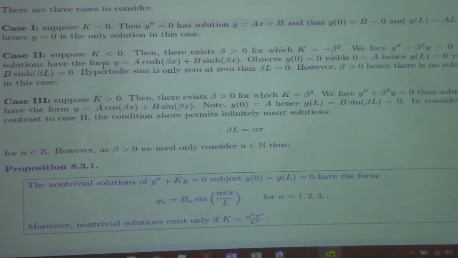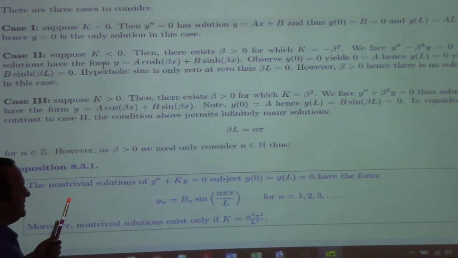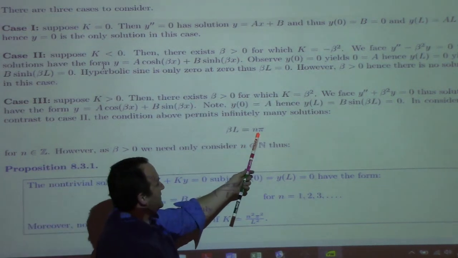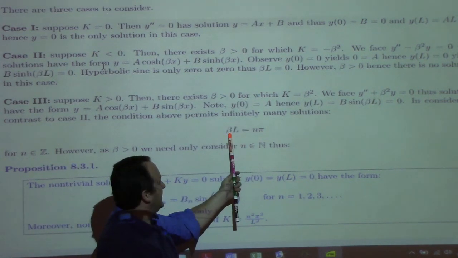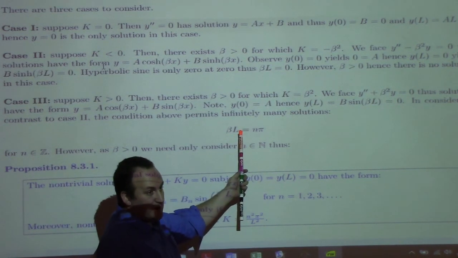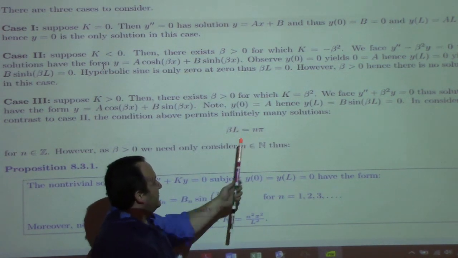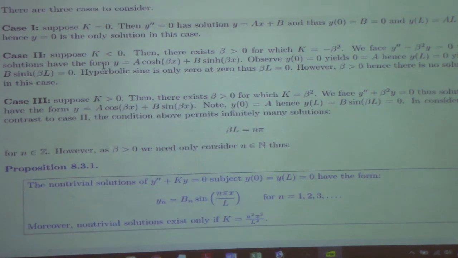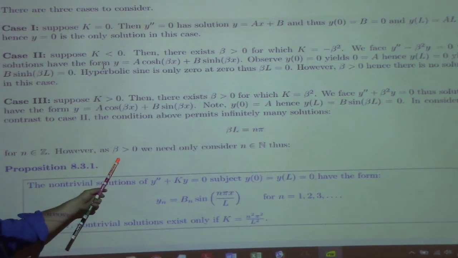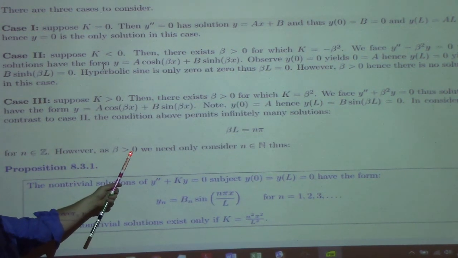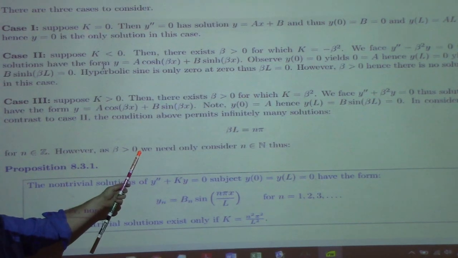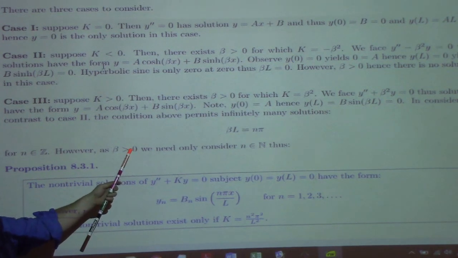Be greedier, though. All solutions. N pi. Right? Any integer multiple of pi, except for 0, will work. 0 doesn't work because I can't have 0 here, because beta and L are non-zero. Right? So you can't have 0 equals non-zero. But any multiple of pi will work. But in fact, since we assumed that beta was positive, we just look for positive integer multiples of pi. So pi, 2 pi, 3 pi, 4 pi, 5 pi, and so forth.